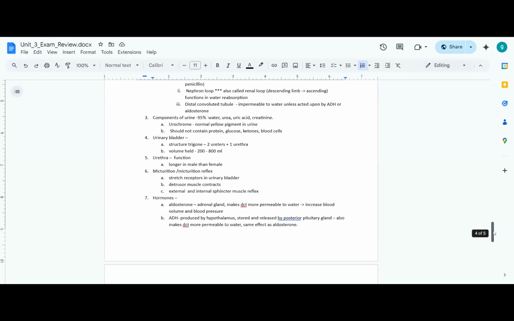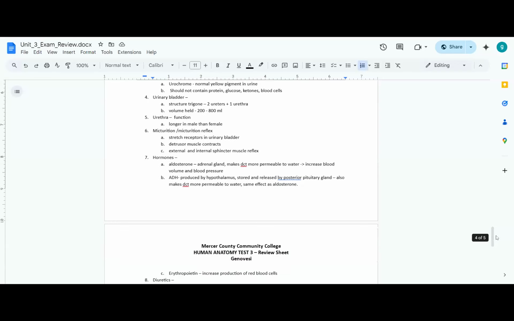We did the micturition reflex, which just means urination reflex. So stretch receptors in the bladder detect that the bladder's full, and then this initiates the reflex, which you can override, to an extent. When urination occurs, this muscle in the bladder contracts, and then the external and internal urethral muscles must relax.